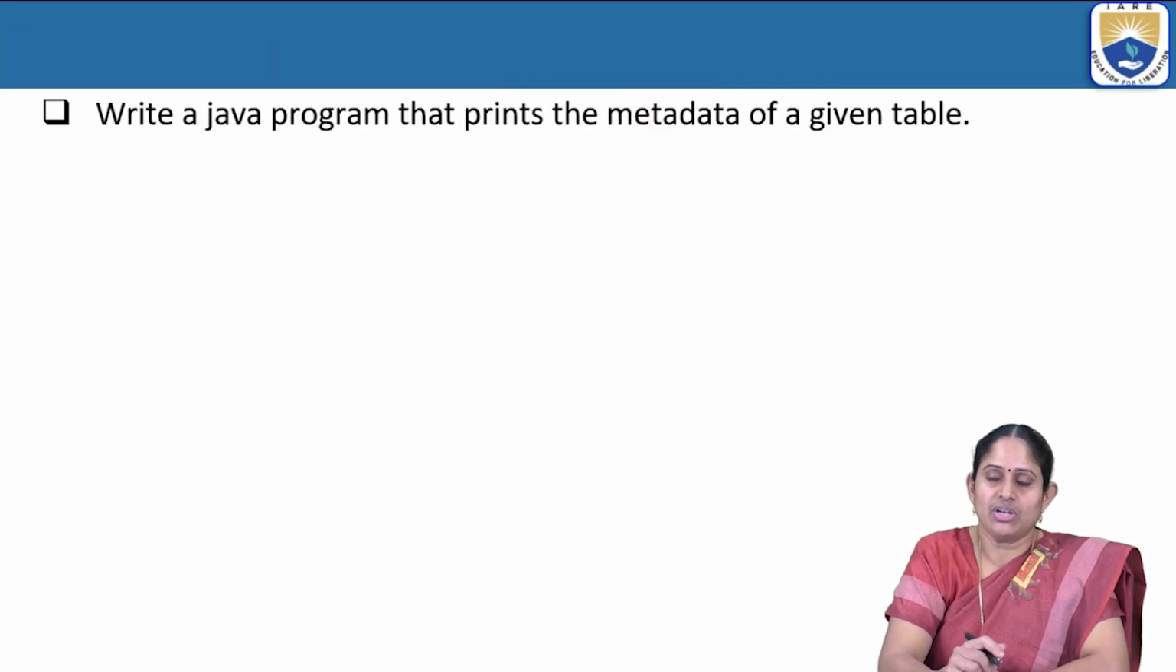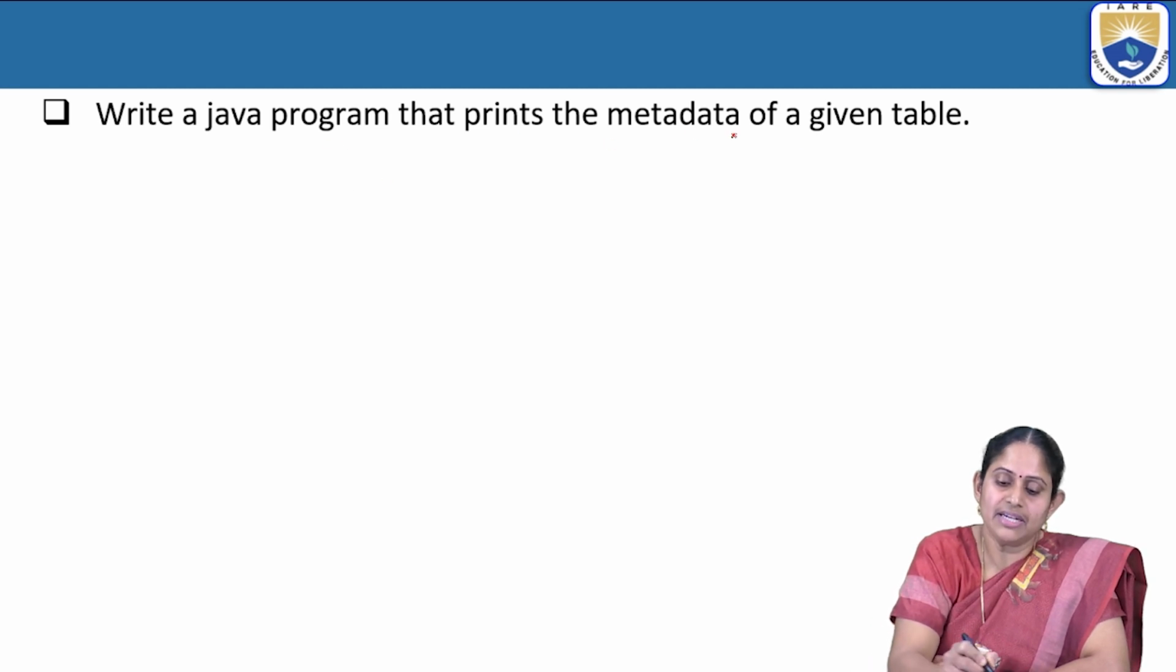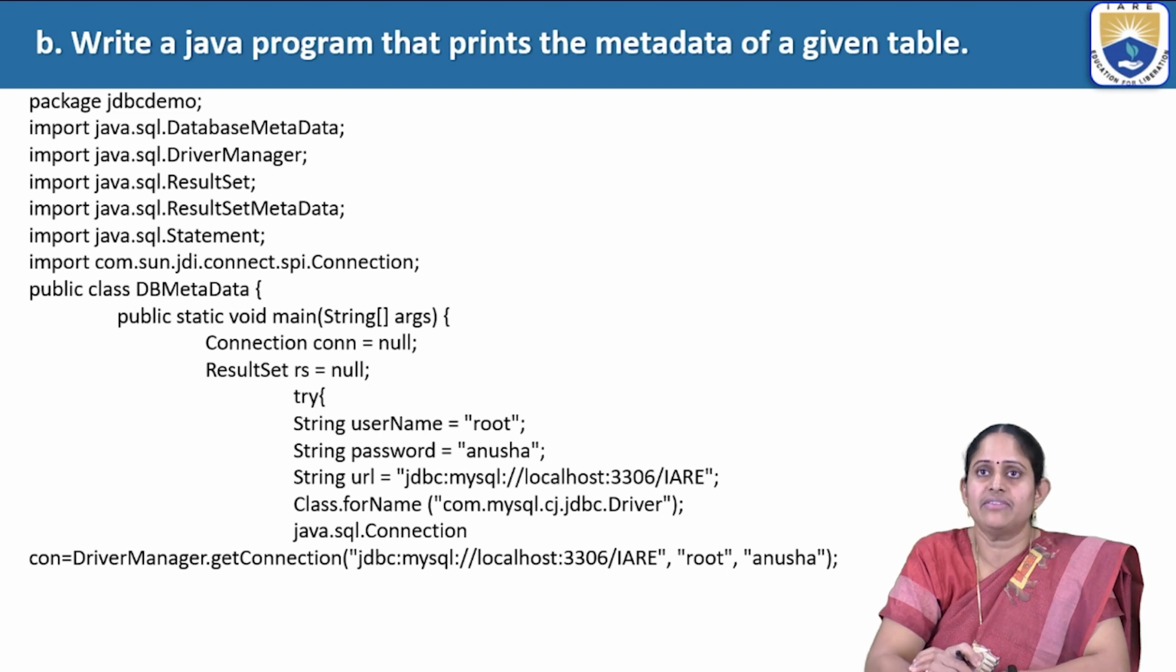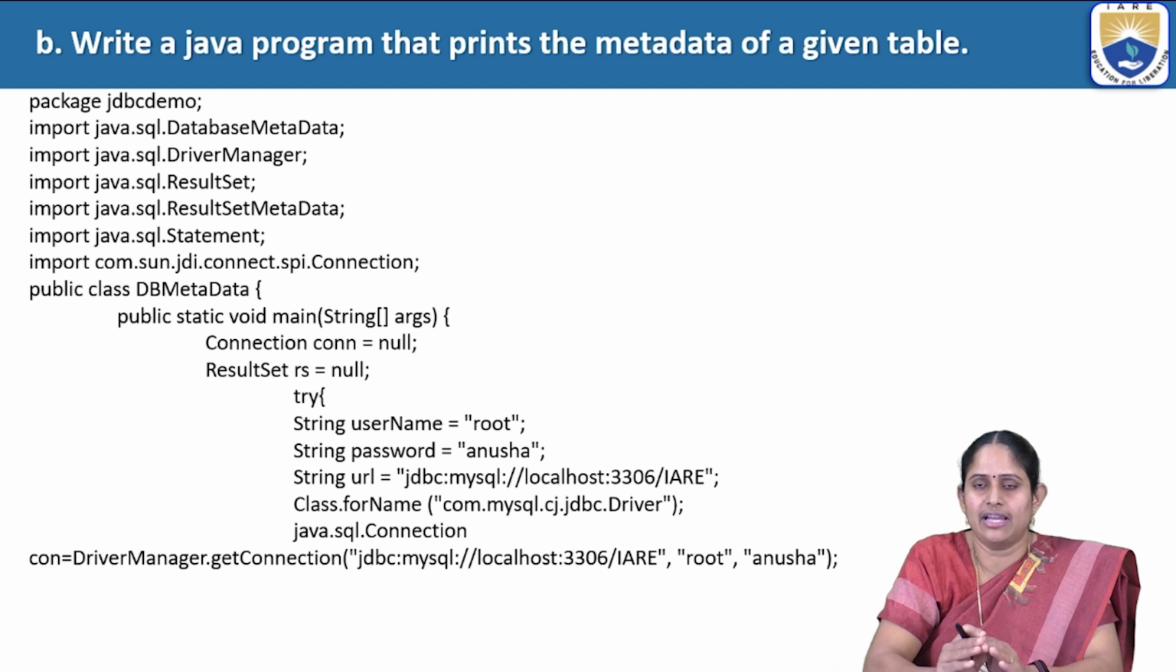Now, in the next program, we are printing the metadata of the given table. By metadata, we mean the data regarding the table or the database. Here we have extra data, for example, if you consider a file, the file name and file size are all metadata related to the file.